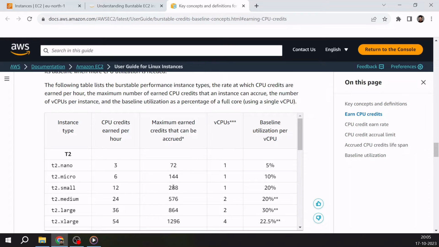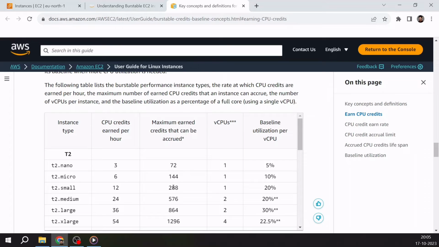But once these earned credits are over, what will happen in that case? If you don't have any CPU credit left, your EC2 will start throttling. No request will be served from your EC2 instance. So what will happen in that case? Because you have lost all the credits that you had earned in the past.